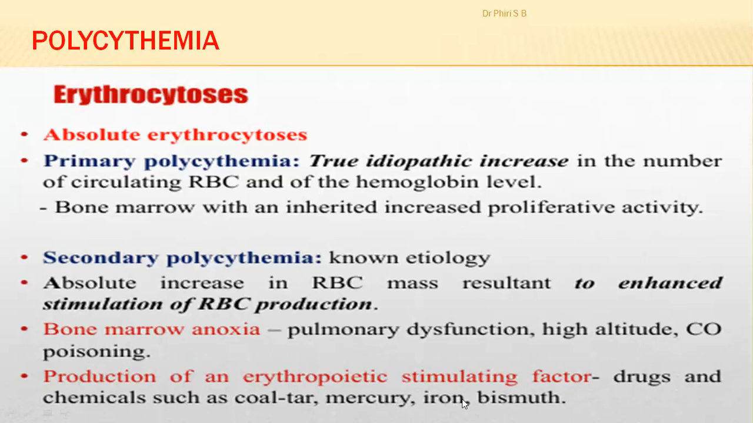So there are certain chemicals or drugs that can also stimulate the production of erythropoietin. Because erythropoietin is being stimulated, its quantity will increase, and then it will overstimulate the bone marrow. Not that the bone marrow is producing more red blood cells, but because of the presence of more stimulatory factors like erythropoietin, then it will produce more red blood cells. So that's the secondary polycythemia.